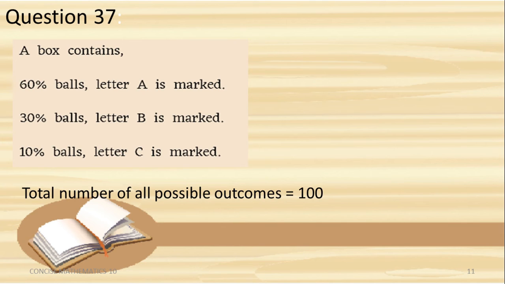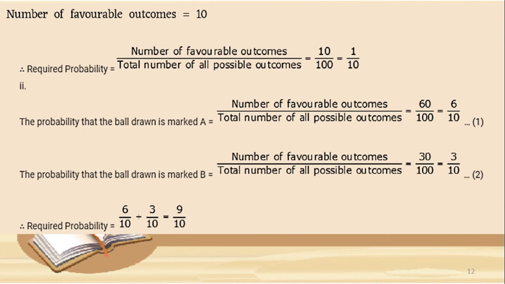Children, if you observe here, 60% of the balls are marked with A, 30% are marked with B, and the remaining are marked with C. The total percentage is 100. 60% plus 30% is 90, so the remaining is 100 minus 90, which is equal to 10%. Hence the total number of all possible outcomes is equal to 100. If there are 100 balls, then 60 balls are marked with A, 30 balls are marked with B, and 10 balls are marked with C. So suppose a question: find the probability that the ball drawn is marked with C, that is 10 by 100.